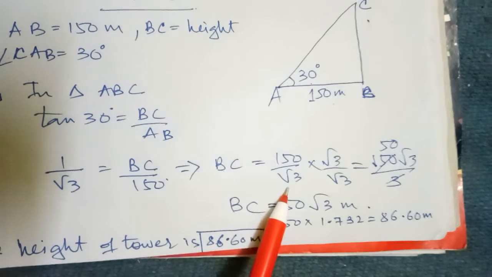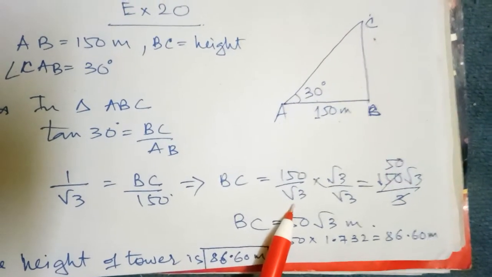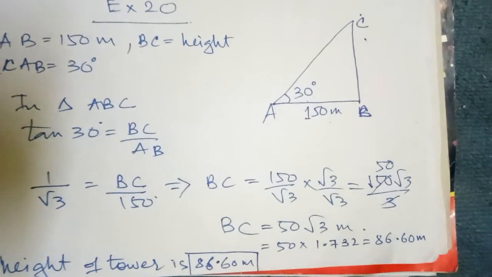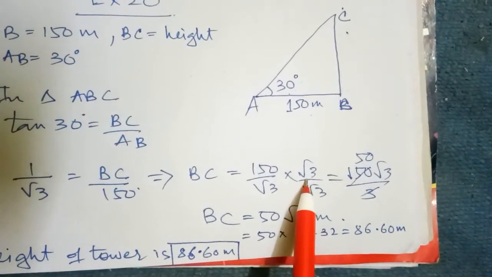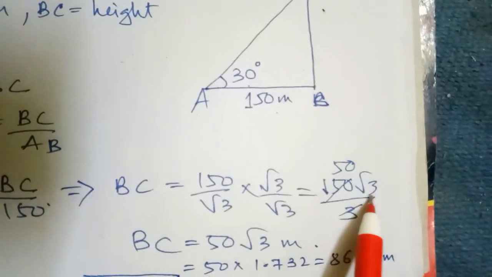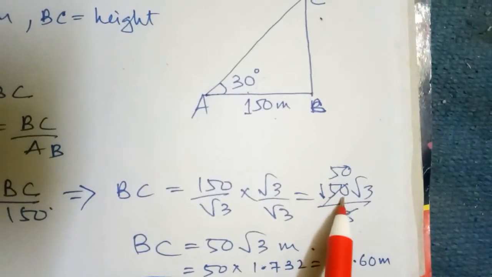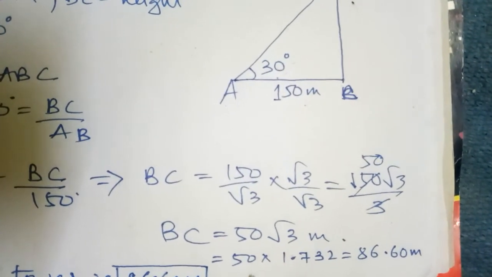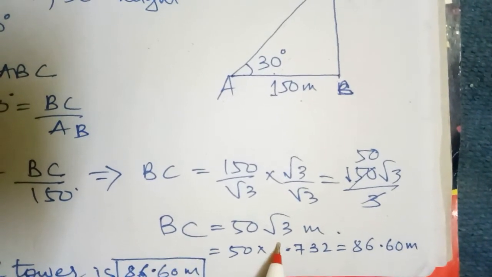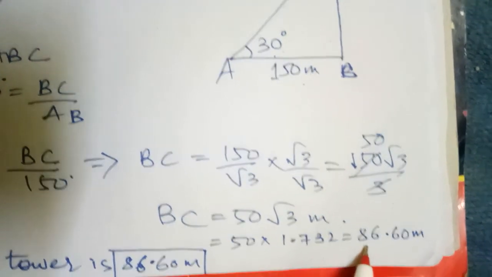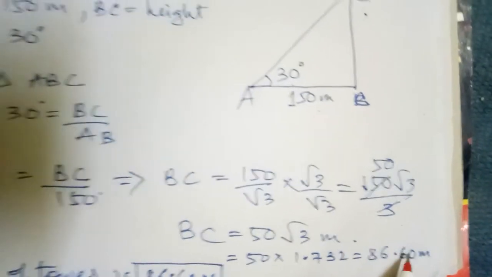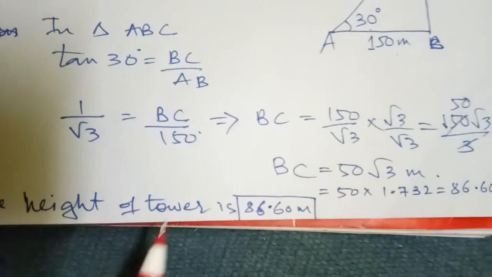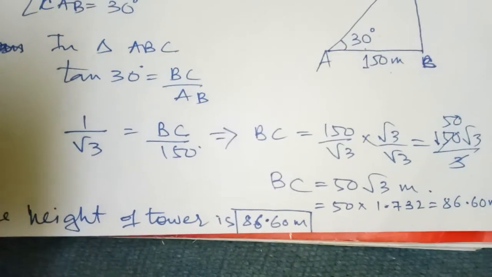But as we know, we don't keep any root in the denominator, so we rationalize the denominator. I have multiplied both numerator and denominator by root 3, which gives 150 root 3 by 3, then 3 cancels with 150, giving 50 root 3. Now they told us to find it correct to decimal place. Then 50 into 1.732, the value of root 3 is 1.732. After multiplying we get 86.60 meters. Now write down the answer in a statement, because the question is given in a statement. The height of the tower is 86.60 meters.